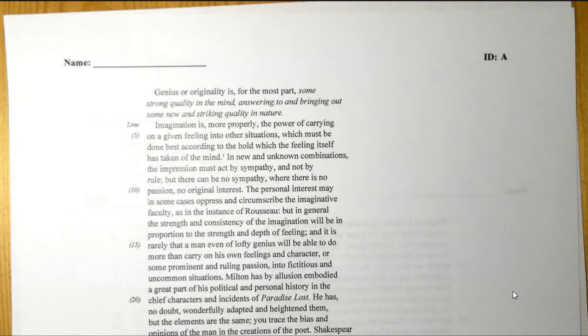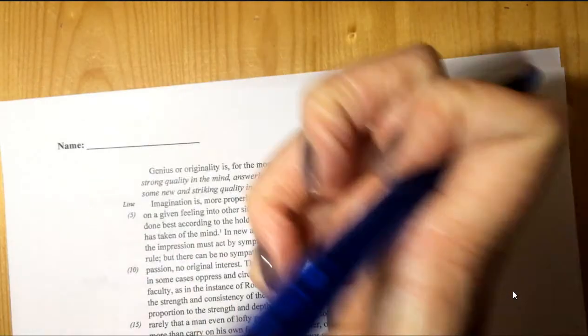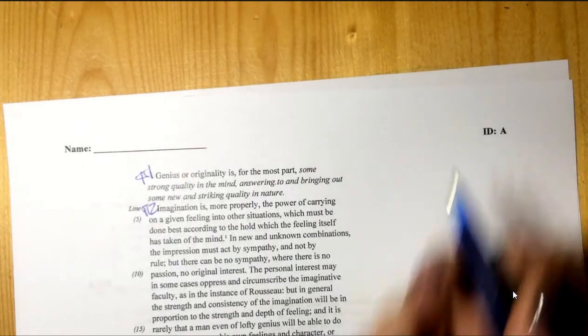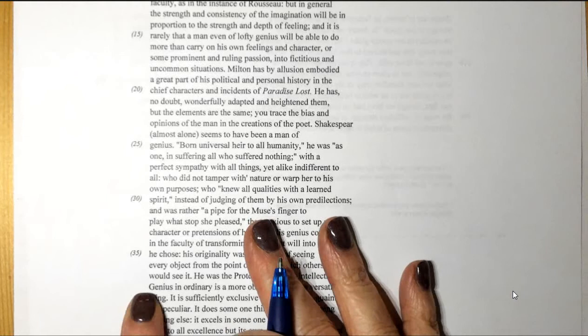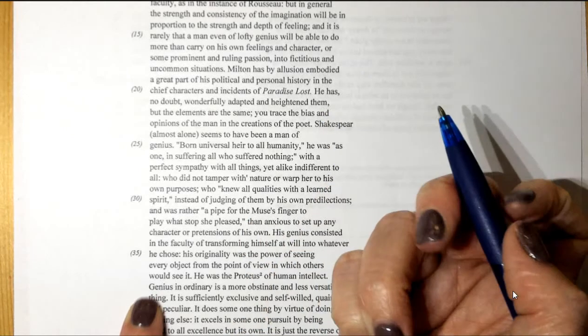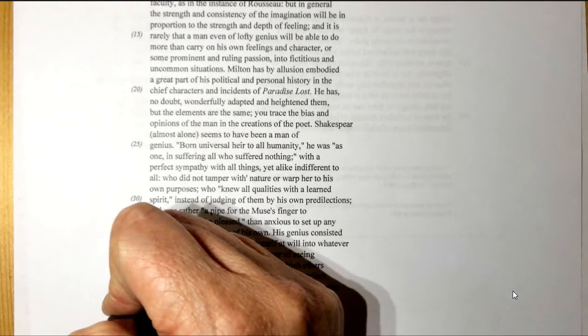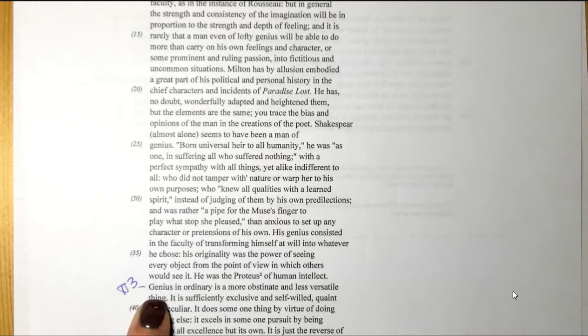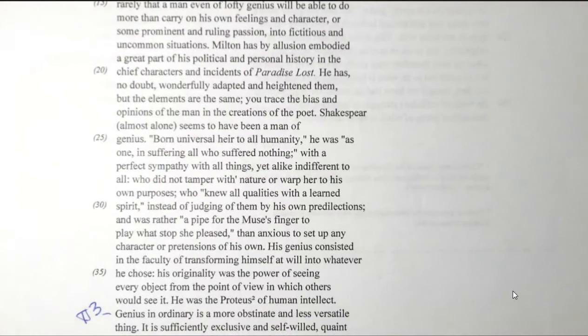So real quick, in your passage, when it got typed, the paragraphs aren't real clear. So here's your first paragraph there. This is your second paragraph. And then down at line 39, where it says genius and ordinary is a more obstinate, that is paragraph 3 down there. Okay. All right, so we're going to do this the way that I kind of suggest.